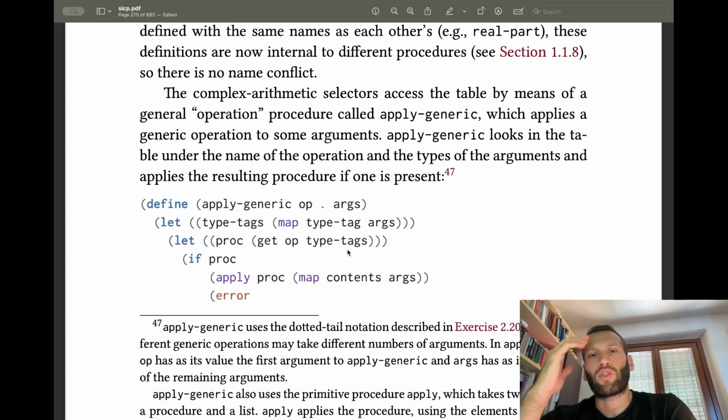The complex arithmetic selectors access the table by means of a general operation procedure called apply generic, which applies a generic operation to some arguments. Apply generic looks in the table under the name of the operation and the types of the argument and applies the resulting procedure if one is present.